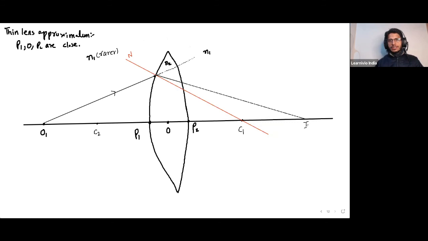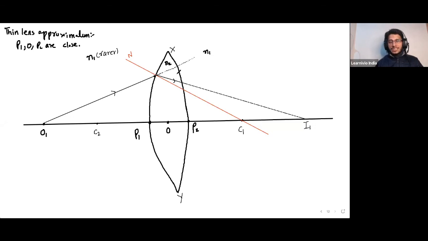I call this I1, an intermediate image. I'm explaining it again. This is X, this is Y, this is my object. I incident this ray over the first surface, which is XP1Y. The ray is traveling from rarer to denser. If there was no refraction, the ray would have traveled in this direction. But since the medium is changing, the ray will refract. It's moving from rarer to denser, so it bends towards the normal this way.